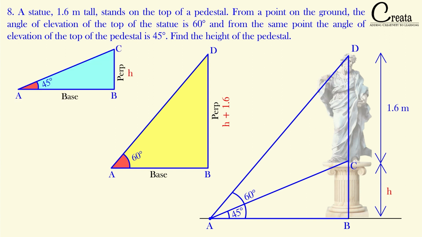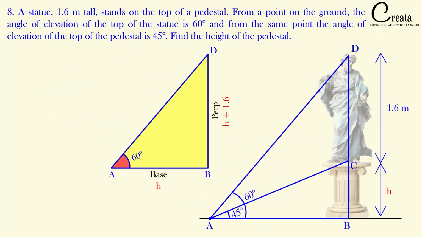Firstly, let's check triangle ABC. In this triangle, the perpendicular is h and the base is AB. So what is the linking between the perpendicular and the base? The linking is tan theta. Tan theta is equal to perpendicular upon base. So here tan 45 degrees will be equal to BC upon AB. BC we have assumed as h, the height of the pedestal. And what is the value of tan 45 degrees? It is 1. So we got 1 is equal to h upon AB. So h is equal to AB. We got the height of the pedestal equal to the distance AB.